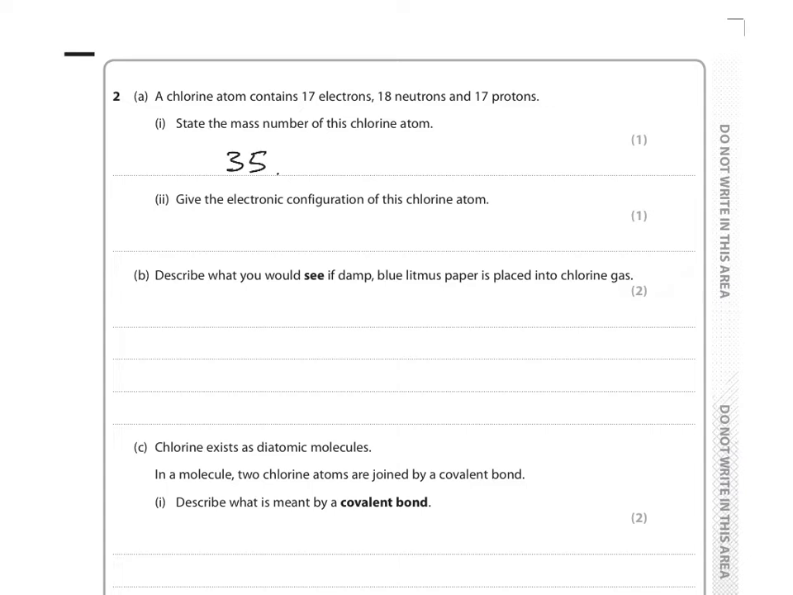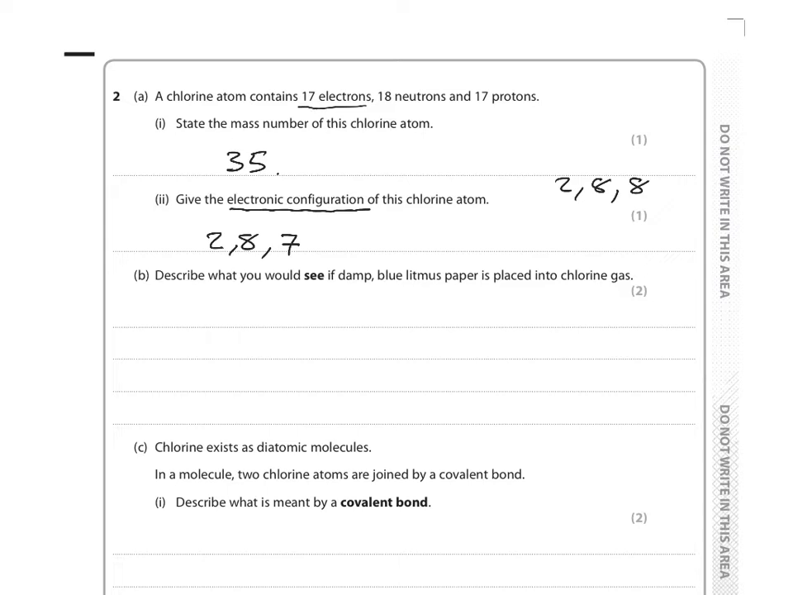Give the electronic configuration of this chlorine atom. Well, the key there is the electronic configuration. It contains 17 protons, which is 2,8,7, and of course because it contains 17 electrons, those numbers should add up to 17, which they do. 2 and 8 is 10 plus 7 is 17.